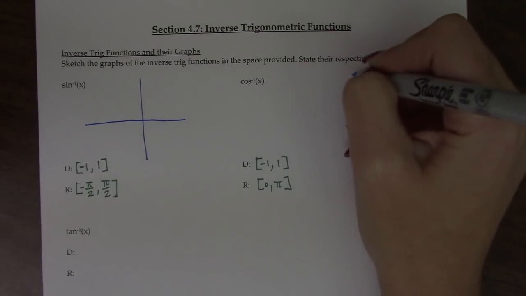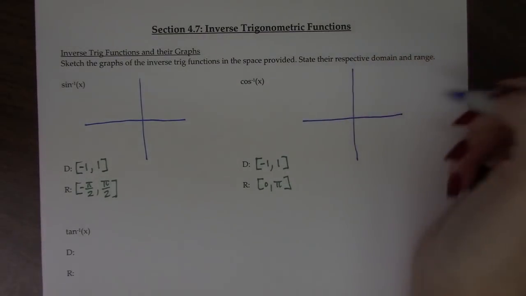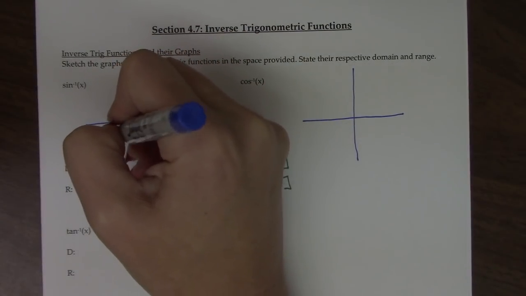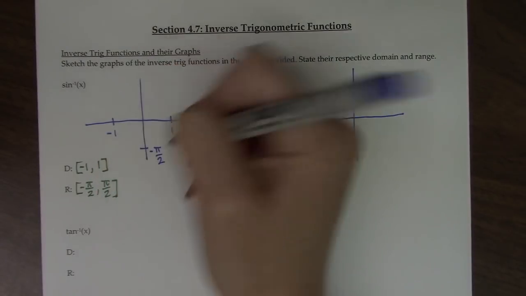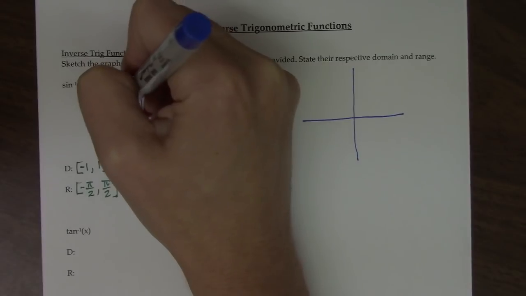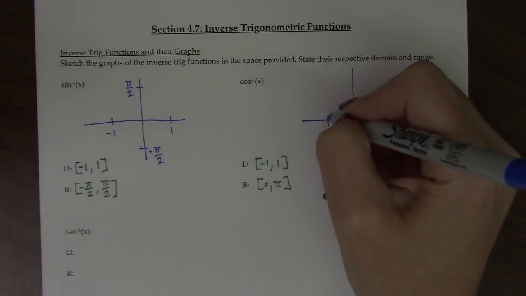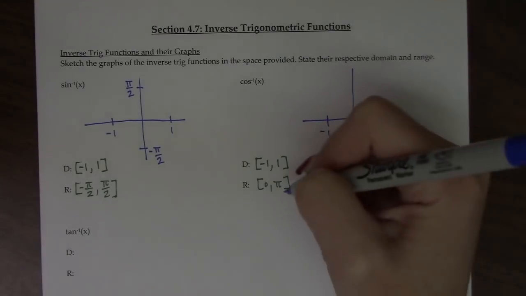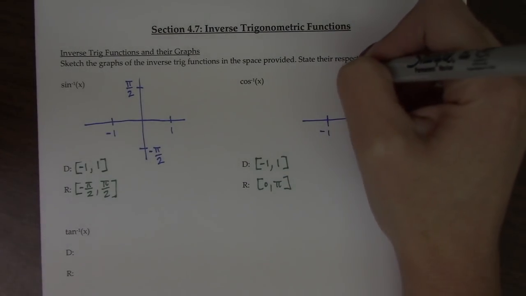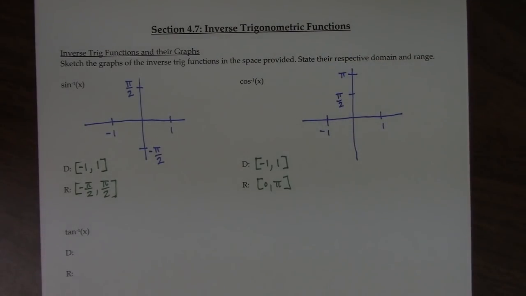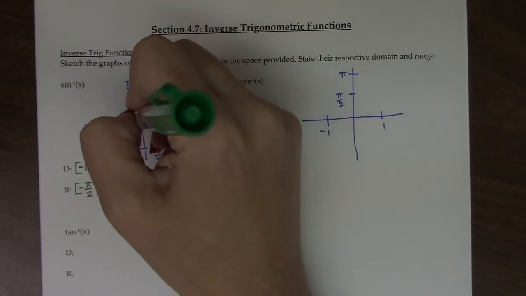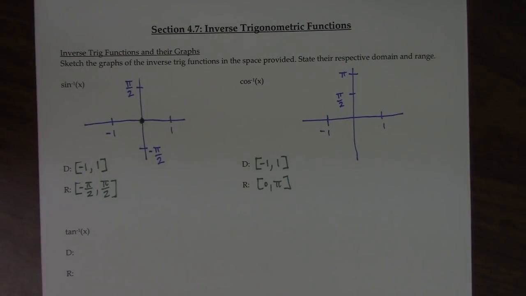If I draw an XY plane, and now on the x-axis I put -1 and 1, and on the y-axis is where my angle measures go. Over here I'm going to have -1 and 1, but notice the range here is 0 to π, so I'm going to label π and π/2. With inverse functions, the x and y coordinates switch. So if sine of 0 is 0, then when you flip those values, you still get (0, 0). So that point stays fixed.